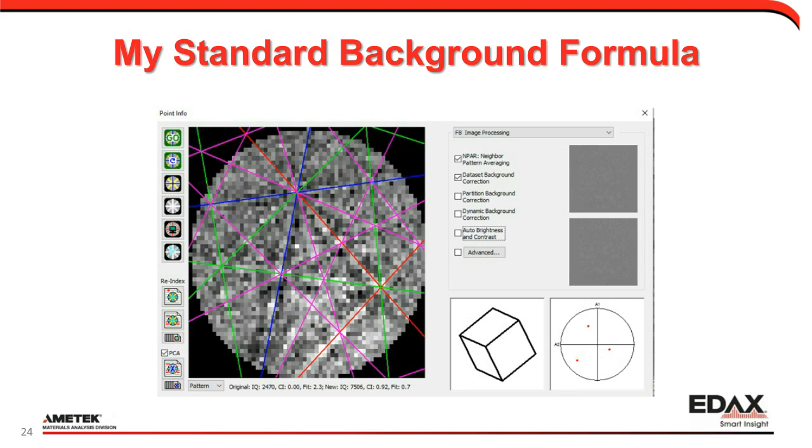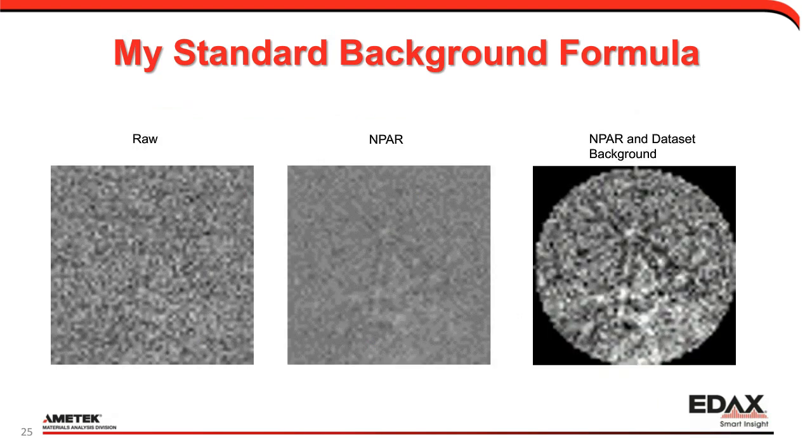If I am dealing with more of a geological material, it goes step by step. So here you can see the difference between these. This right here is just the raw pattern on the left, and the one in the middle is just with NPAR. You can see NPAR starts to show you those lines better and better, but I really need to add NPAR with the dataset background correction to get a good indexable pattern out of it. So not only do I start off with raw patterns, I usually use NPAR and the dataset background correction at the same time to really pop those lines. My standard formula is NPAR and the dataset background.